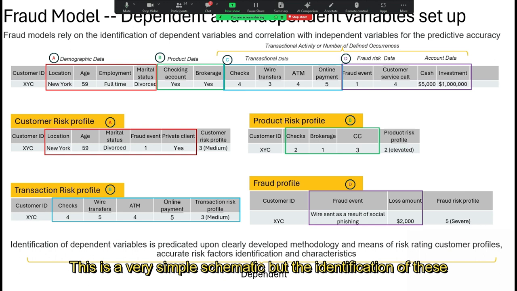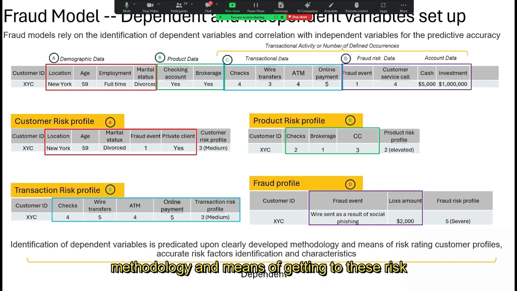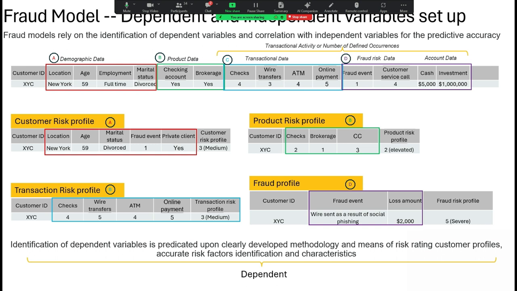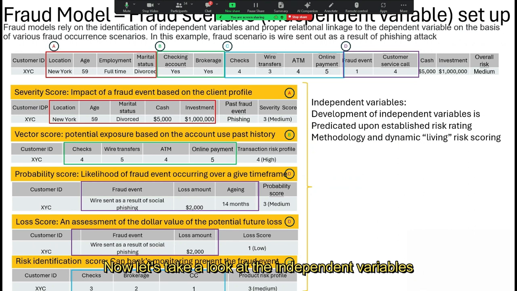Identification of this is a very simple schematic, but the identification of these variables and the risk rating of these variables is really based and dependent on methodology and means of getting to these risk ratings, getting to these risk scores. Now let's take a look at the independent variables using the very same data set that we have.